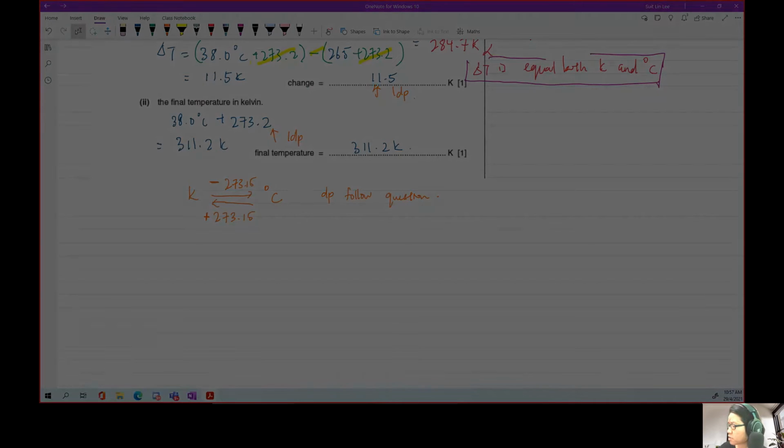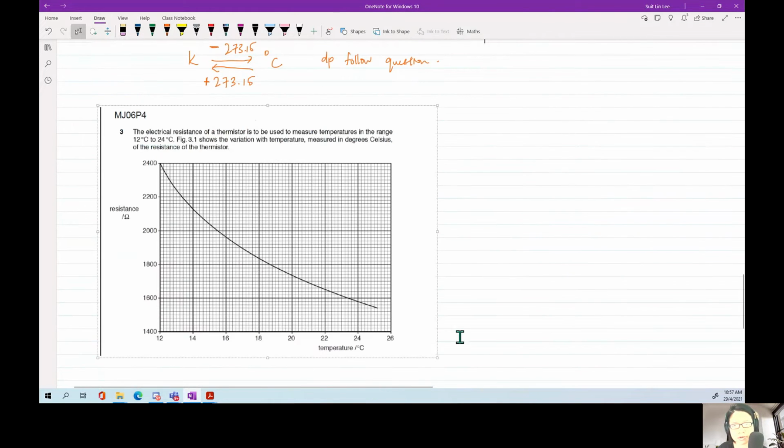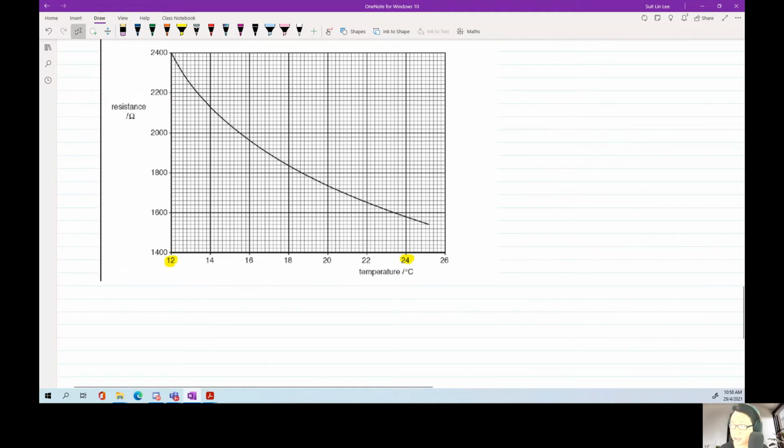This is an old question because like I said, there are no calibration questions in recent years, although it is still in your syllabus. So this is a resistance thermometer. You're going to use it to measure changes in temperature from 12 degrees Celsius to 24 degrees Celsius. So you can see 12 is here, 24 is here. And the resistance is decreasing with temperature. Makes sense because this is a semiconductor.